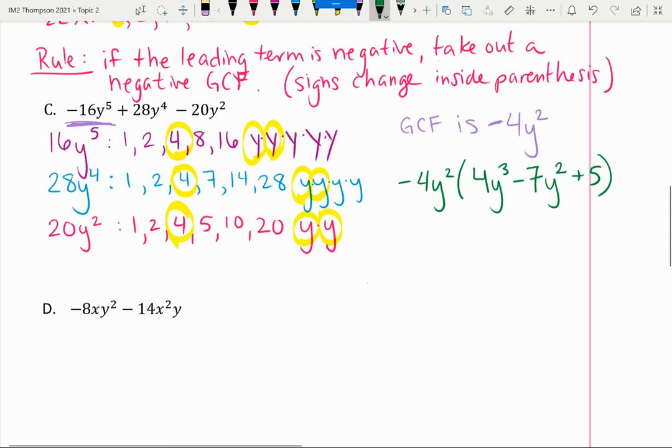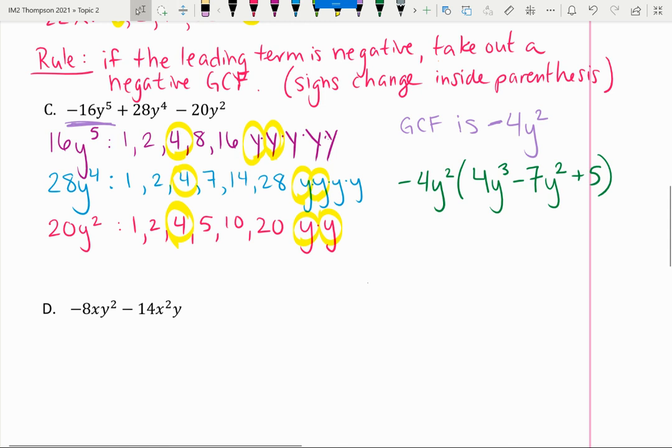How would I put that as a little side note? Rule: if the leading term is negative, take out a negative GCF. Signs change inside parentheses. It's division. All right, next one.